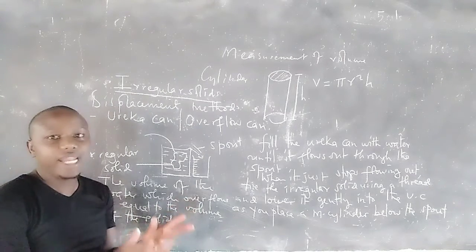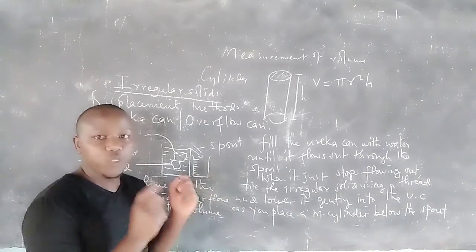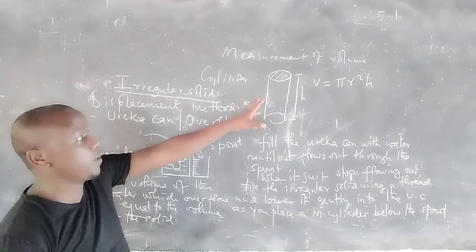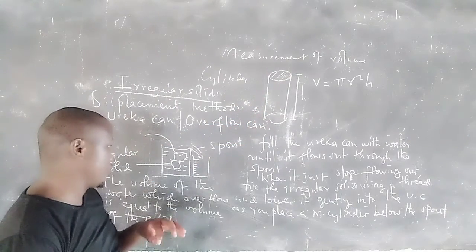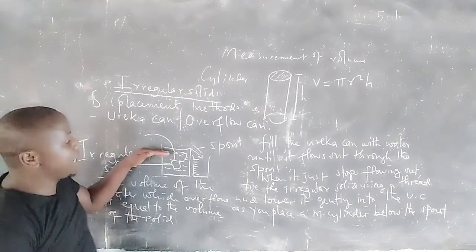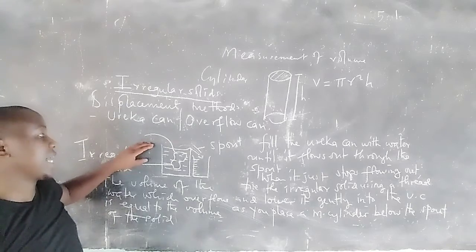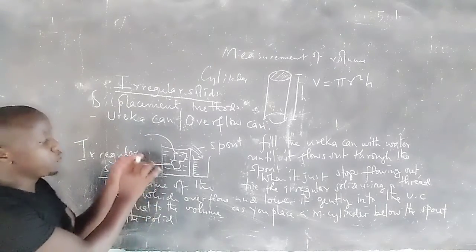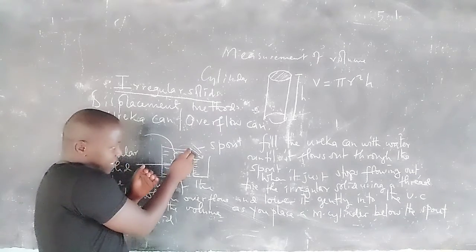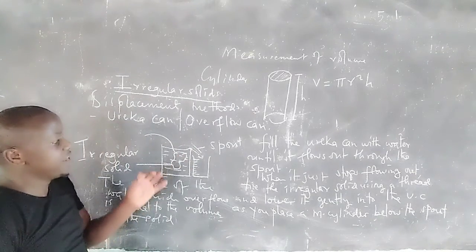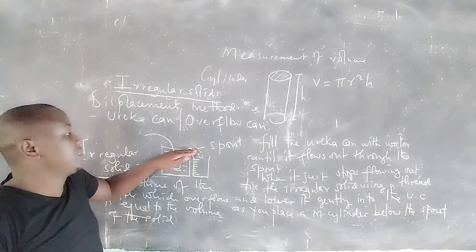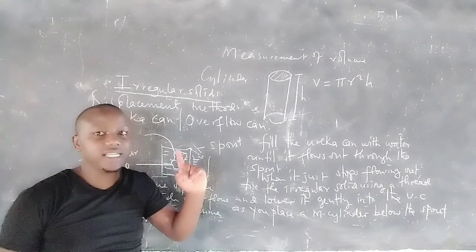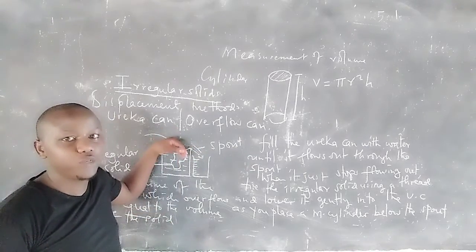Therefore, we have an irregular solid here whose volume cannot be determined using the formulas, for example the one we use for cylinders. Because you cannot use the formulas, we use a Eureka can. This is called a Eureka can. We put water in it first of all until it just stops flowing out. Then, when it just stops flowing out, you should be sure that any additional volume put into it will cause water to flow out.